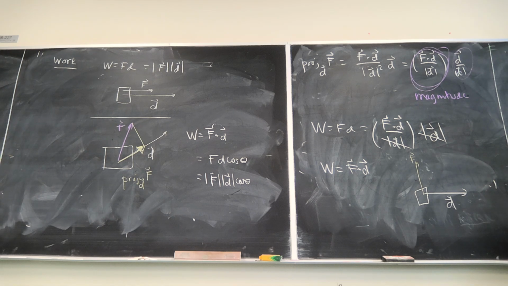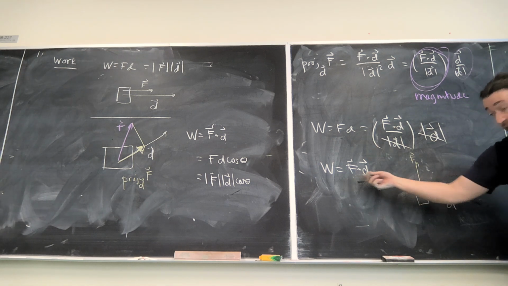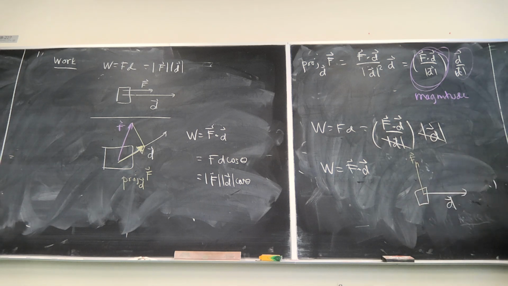Nothing. It didn't do anything, right? It contributed nothing to the displacement in this direction. That force did no work. And the reason is F dot D is 0. These are perpendicular. The dot product of perpendicular vectors is nothing. There is no projection of F onto the displacement vector.